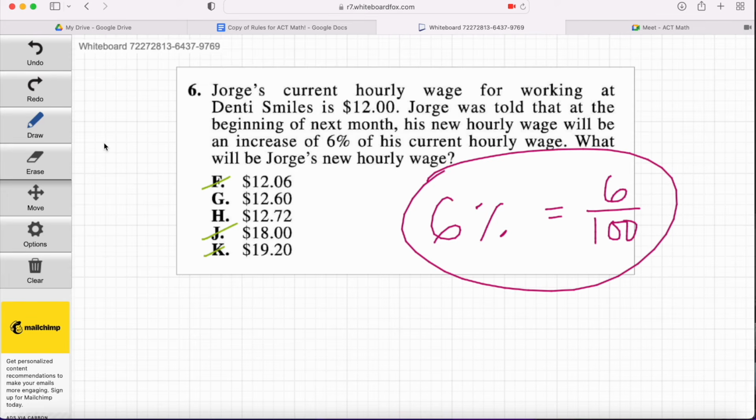Okay. Now we can express 6% as 6 divided by 100. We could also express that as a decimal. Just punch that in your calculator real quick. What's 6 divided by 100? Okay, let me.